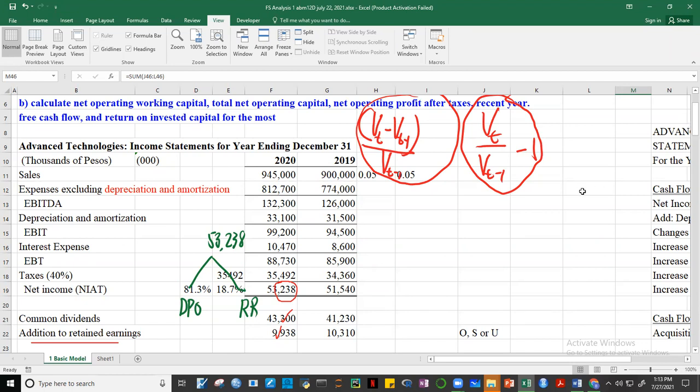Okay, depreciation and amortization, Marion. Kaso nakasama na siya dito, di ba? In order to arrive at the net income after tax, na nakasama na natin, no? Oo, yeah, correct. Thank you, Marion. Oo, doon na siya.